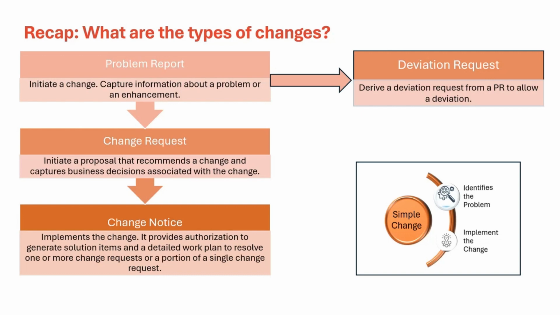So first, when a problem is identified, a problem report is created. The problem is reproduced by the analyst and then approved. On approval, a change request is derived. In this, the impact analysis is done, business decisions, cost estimates, and benefit of making the changes are discussed. Once this is approved, a change notice is derived. During this process, an implementation plan is prepared, and the solution is finally implemented in order to resolve that change.